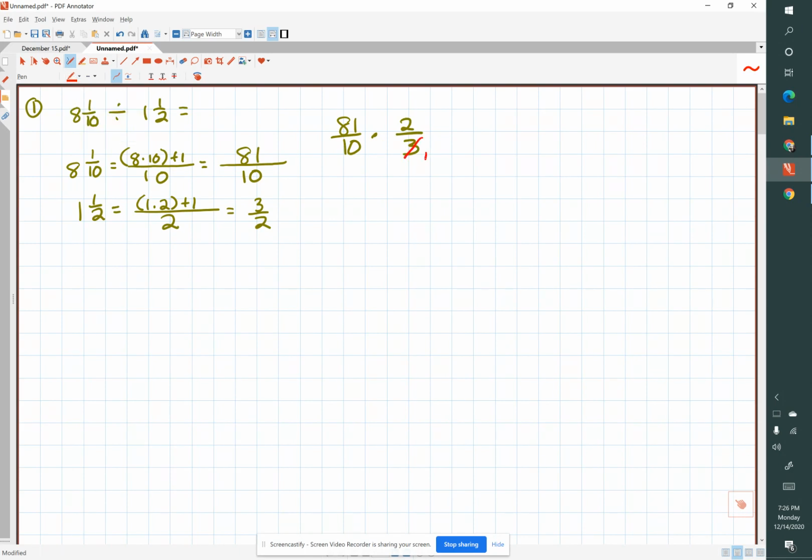Now we have lots of simplifying we can do. 3 divided by 3 is 1. 81 divided by 3 is 27. 2 divided by 2 is 1. 10 divided by 2 is 5. And our final answer, 27 over 5, can be simplified to 5 2/5.